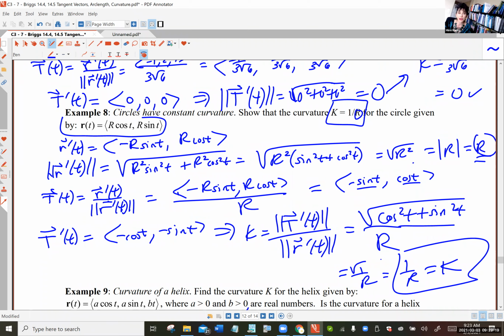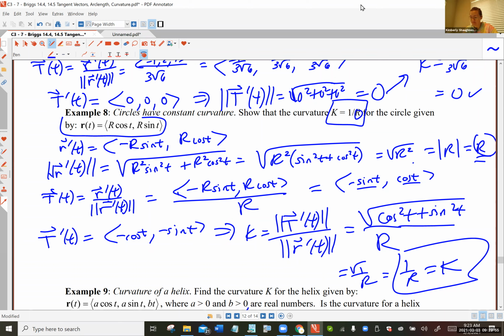Go ahead. When there are questions like this, can we just use 1 over r, or do we have to show all of the work? Well, now that you know what a circle's curvature is, you don't have to do all the work, but the odds are I'm not going to ask you for the curvature of a circle on a quiz or exam, because then you don't have to do any work. Why would I do that? You're probably going to have something a little more involved.